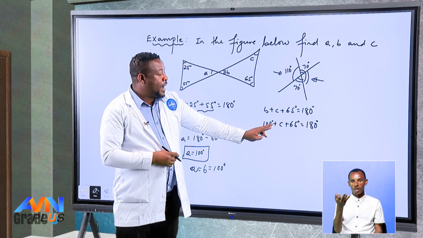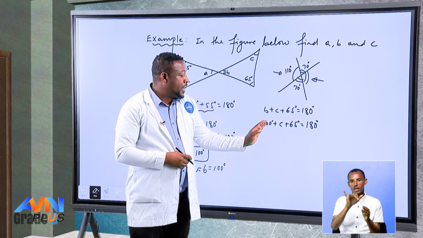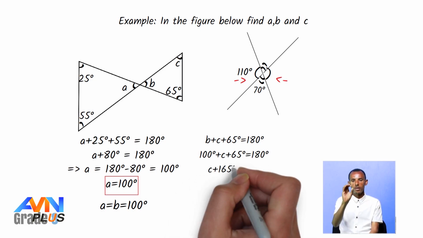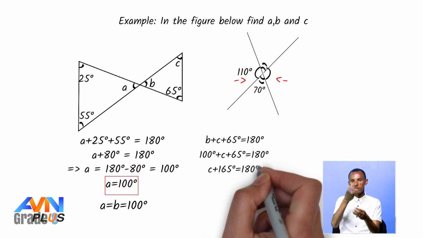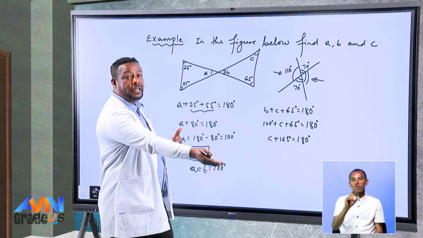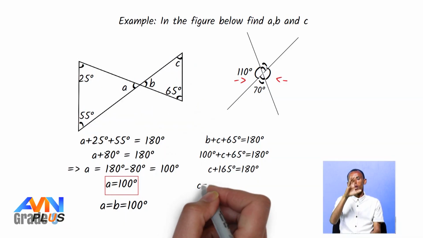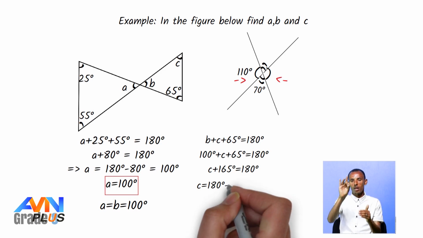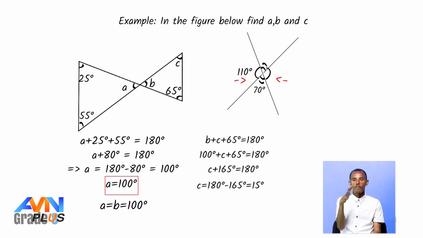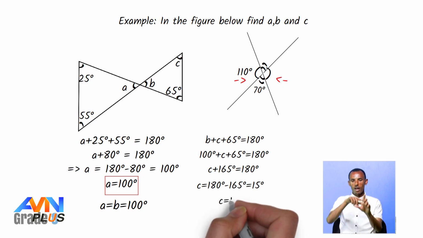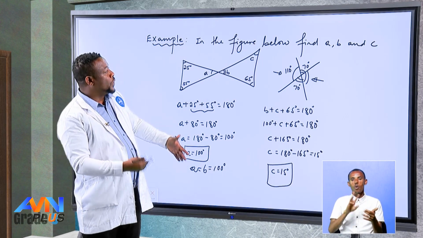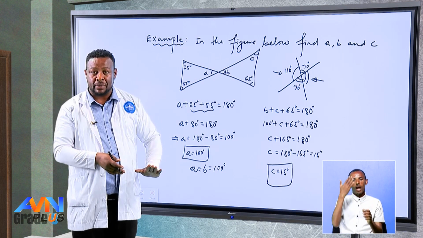Well, now you can collect like terms. 100 plus 65 is 165. This must be 180 degree. So now, taking 165 to the right side and subtracting, C becomes 180 degree minus 165 degree, and this difference is 15, right? Therefore, angle C is 15 degree. Okay, so this is how we calculate the unknown variables.